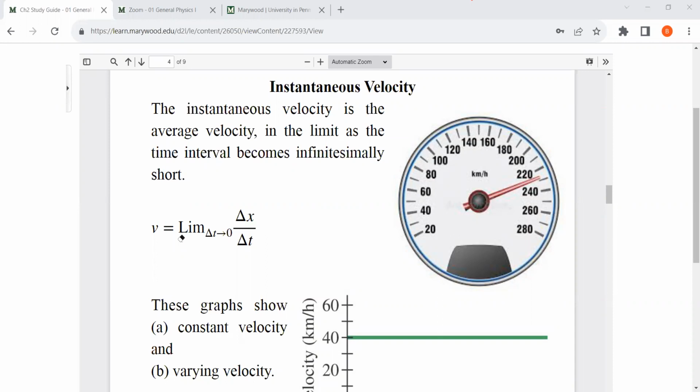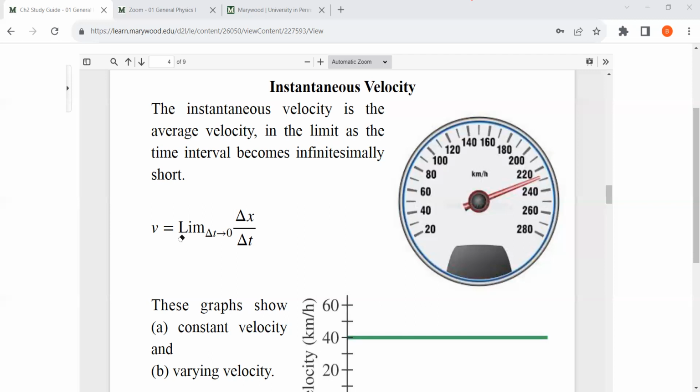You see that it always changes. The speed on the speedometer always changes. What it means is that it basically shows us the instantaneous velocity, the velocity at some particular instant of time.